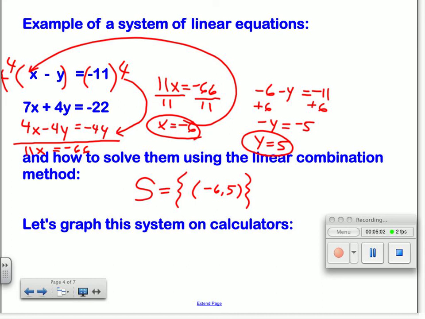Minus 6 for x is going to be minus 42, and 5 for y is going to be 20. So minus 42 plus 20 is minus 22, and minus 22 equals minus 22. That's true. So that is our solution.